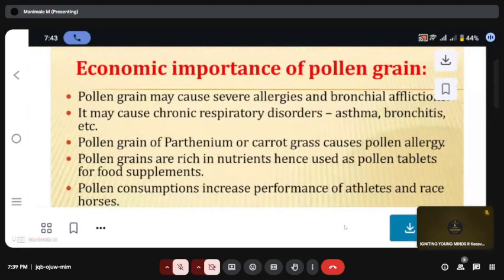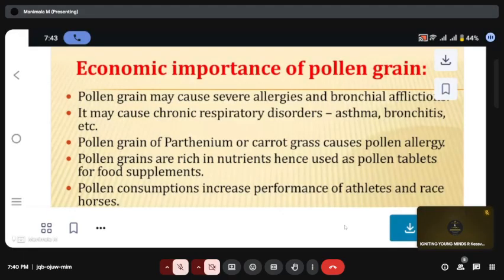So what is the importance of pollen grains? If we see, pollen grains have some disadvantages, and some have characteristics of advantages also. Among the advantages, it will undergo the process of sexual reproduction. So when it undergoes sexual reproduction, we are able to see more new varieties of organisms.